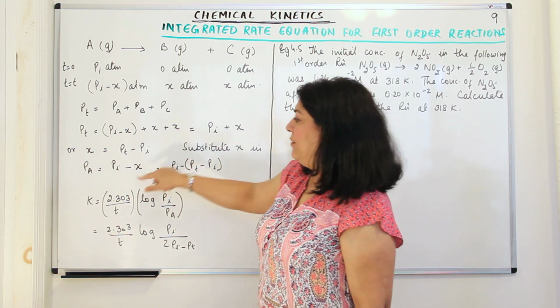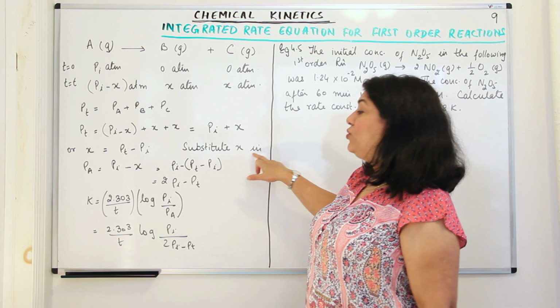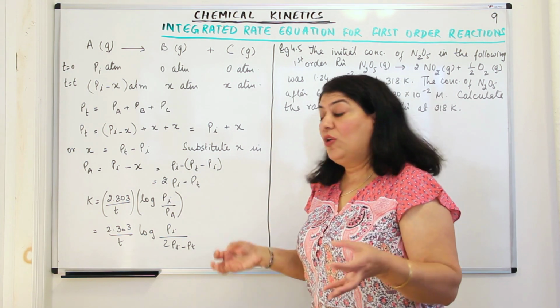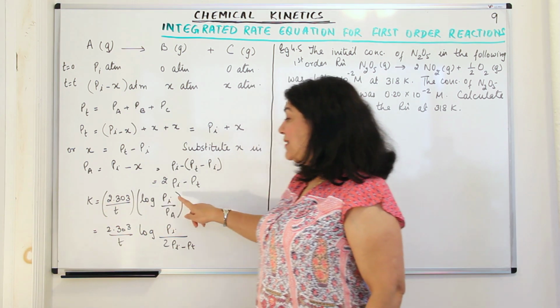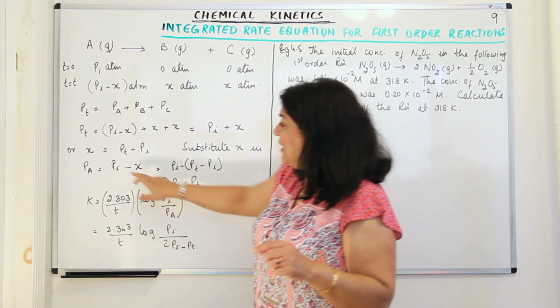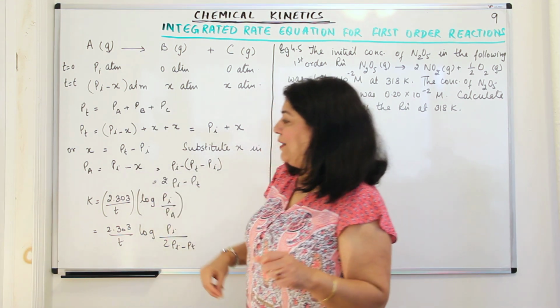PA. We can substitute X to calculate the value of PA. Why do we want to find out PA? Because to calculate the rate constant we must have PI and PA. So to calculate PA from this, let us substitute the value of X in it.